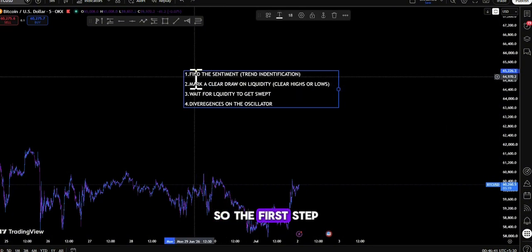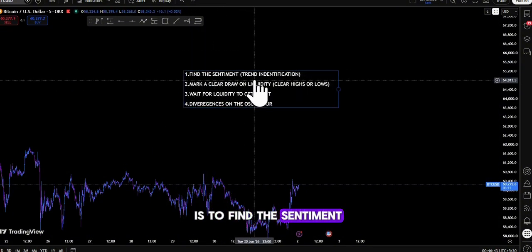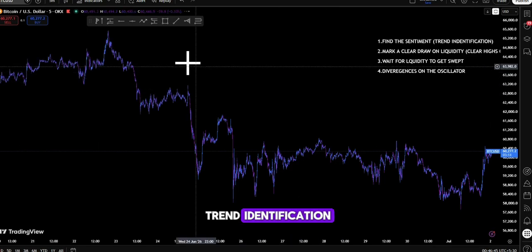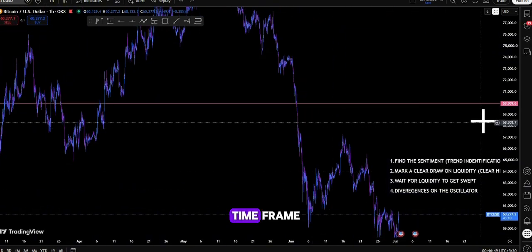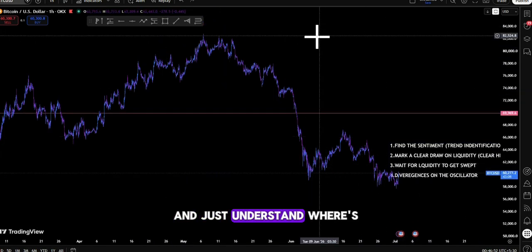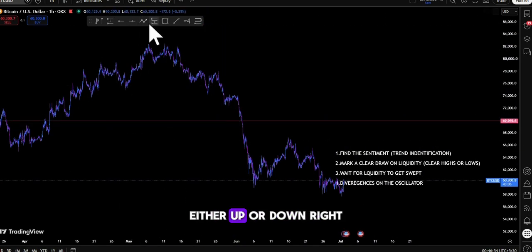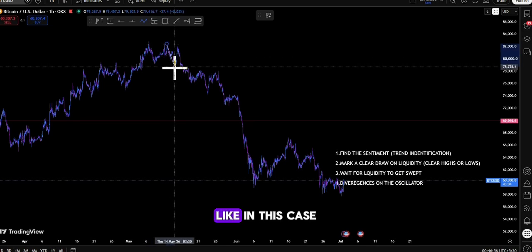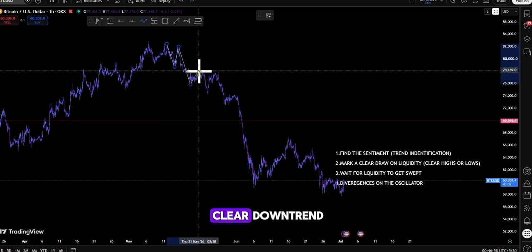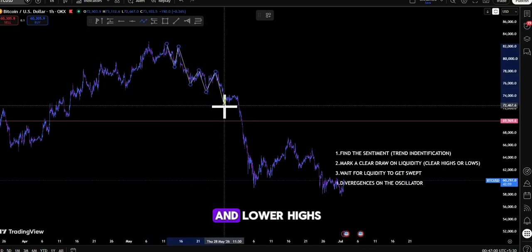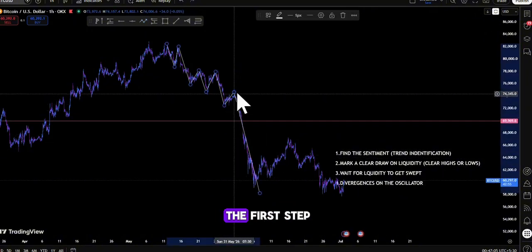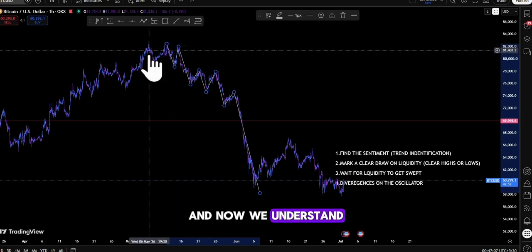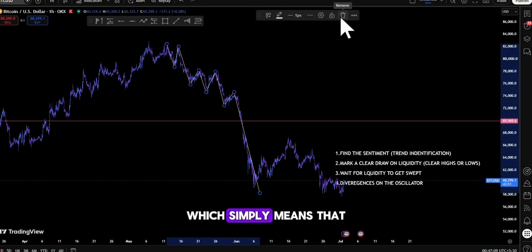So the first step is to find the sentiment, which is called trend identification, which simply means all you have to do is hop on the higher time frame and understand where the money flow is moving, either up or down. Like in this case, you do see that we are in a clear downtrend, making consistent lower lows and lower highs. So this is the first step, and now we understand that we are currently in a downtrend, which simply means that we are only interested in taking shorts.